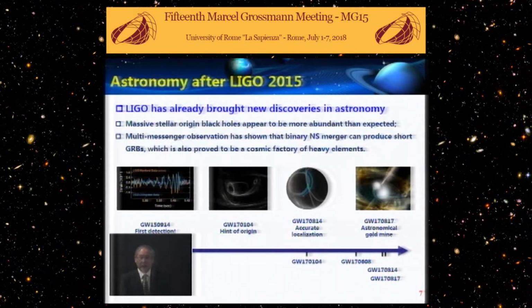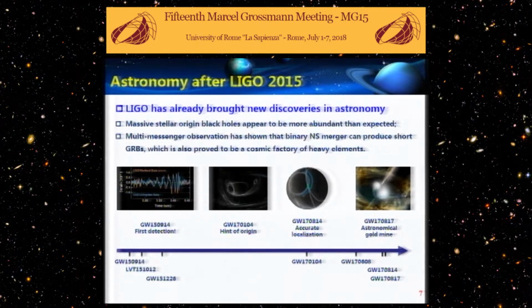Everybody knows this maybe much better than me, because I'm not an astronomer, I'm a physicist, and exactly speaking, I'm an experimentalist. After LIGO's discovery in 2015, we have had success in astrophysics, and LIGO has already brought new discoveries in astronomy.